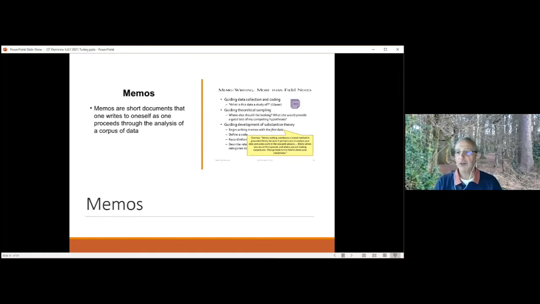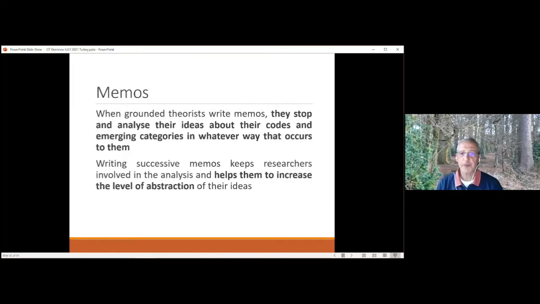If any of us thinks, oh, this is what I thought I was doing last month or last year or at the beginning of the pandemic and so on, probably not going to be accurate. If we go back and look at any notes we made at the time, they may actually be quite surprising. And here, writing successive memos keeps researchers involved in the analysis. You're not just writing down, all right, this is what I did today. You're writing some thoughts. So you're continuing and developing your analysis.